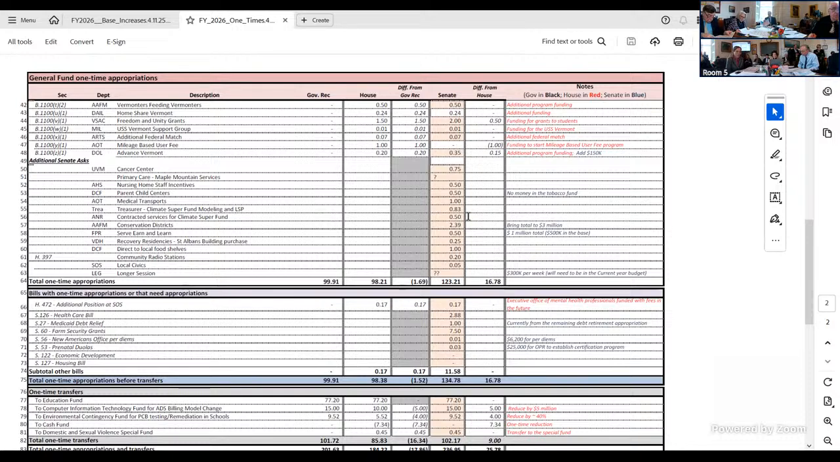They were asking for $1.5 million. Line 59 is the St. Albans building purchase for recovery residents for $250,000. Line 60 is funding to go directly to local food shelves, $1 million. And line 61, we probably should have put this with the bills below, but $397 for community radio stations for $200,000. That would be Department of Public Service. Got it, thank you.